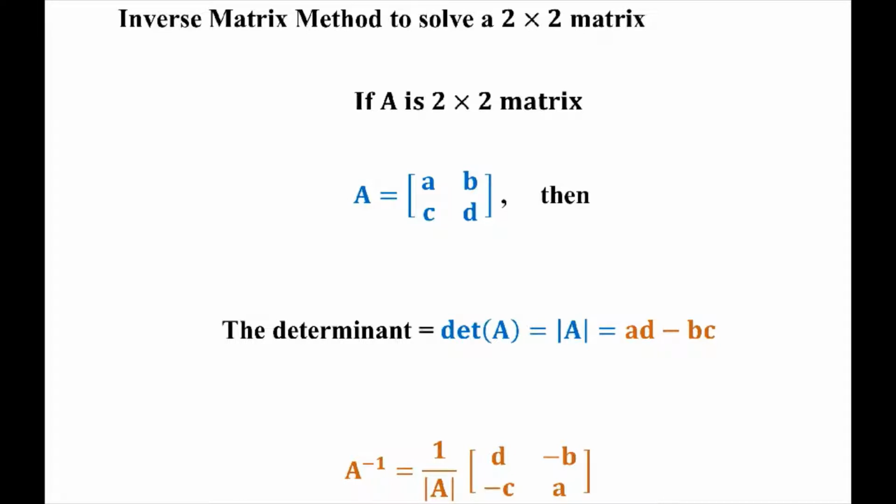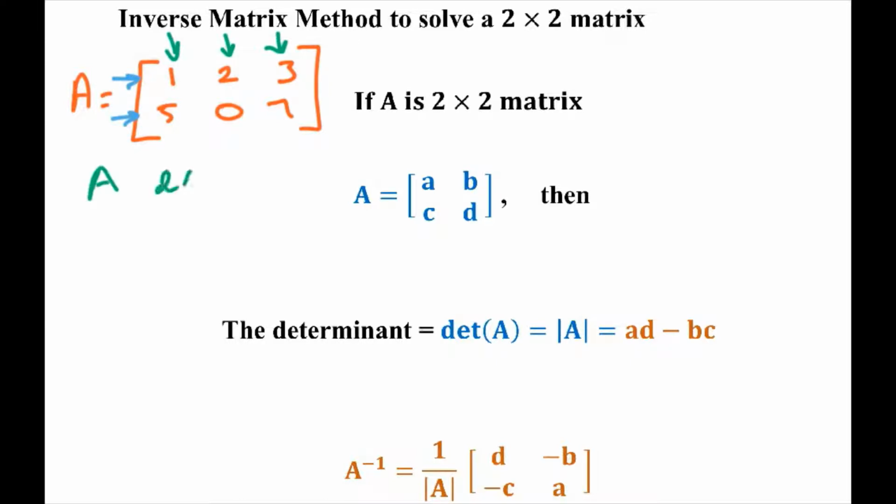What does that mean? If I have a matrix A that is 1, 2, 3, 5, 0, 7, I can say that this matrix has 2 rows and 3 columns. So I can say that A basically is a 2 by 3 matrix, in which the first number represents the number of rows and the second number represents the number of columns. So it's a 2 by 3 matrix, and it's not 6, okay? You need to keep it as 2 by 3.